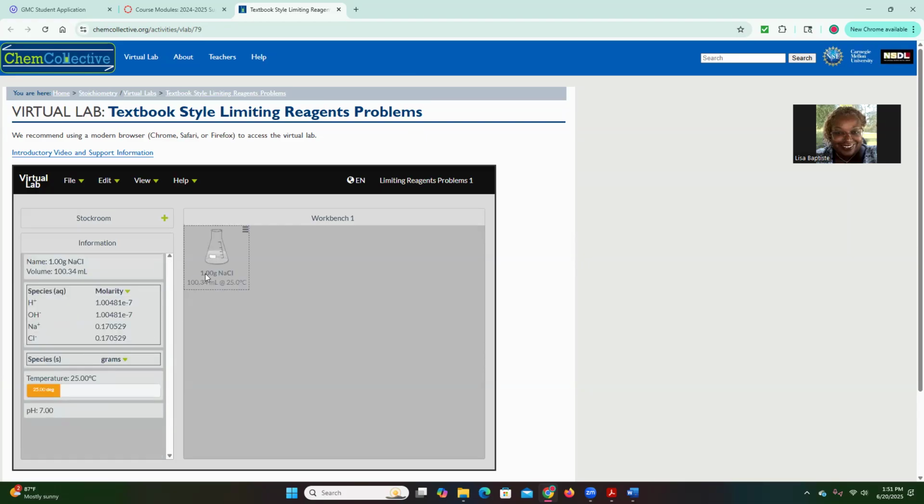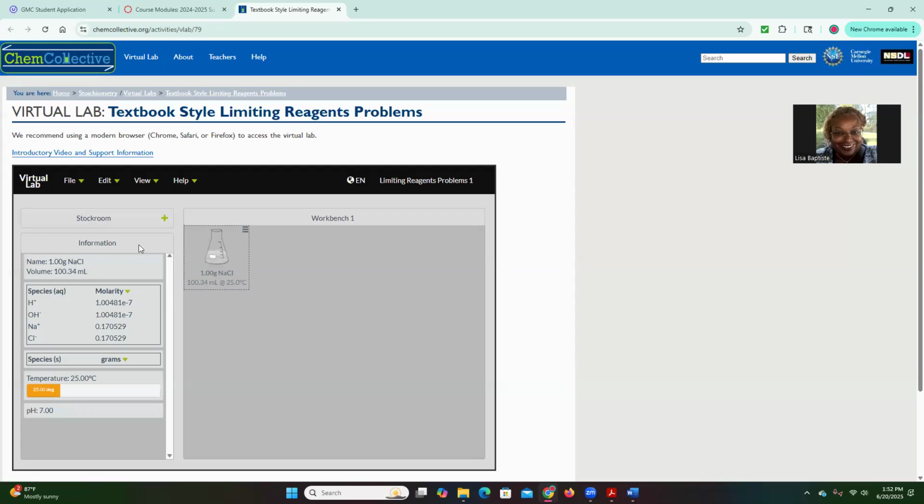And so if we move that here, you will see all the information for your species that it talked about in the lab. So this tells you your molarity of the sodium ions, your molarity of chlorine, and then the temperature as well as the pH. Okay, grams, I think you calculate. All right, and so it's 100 grams of sodium chloride and 100.34 milliliters is your volume.